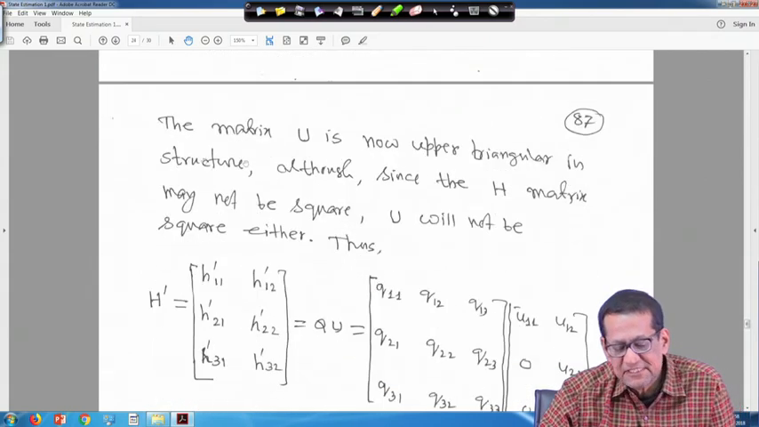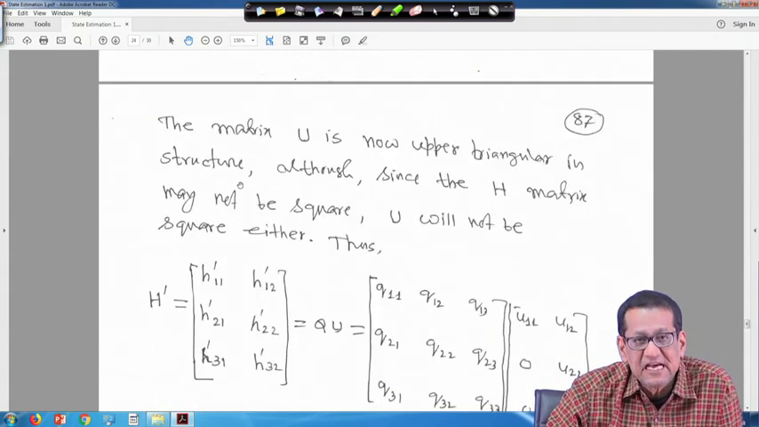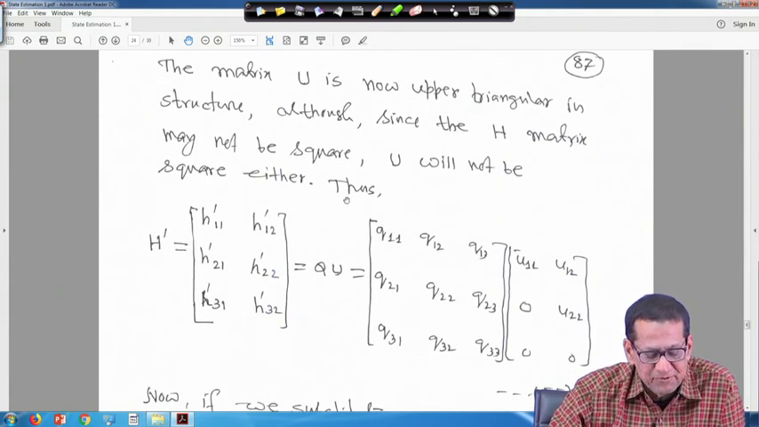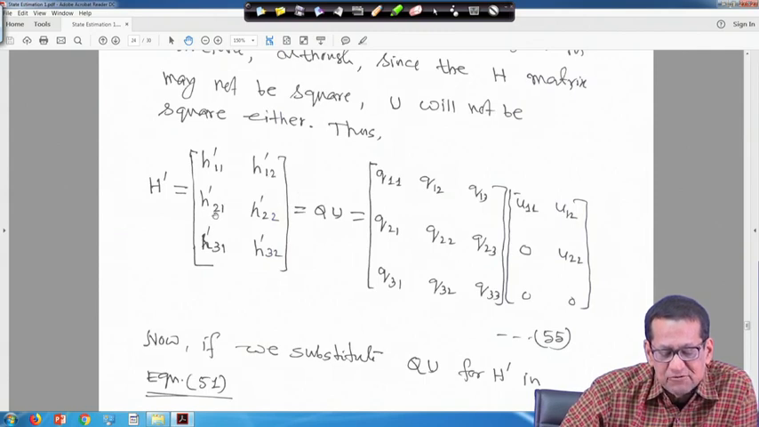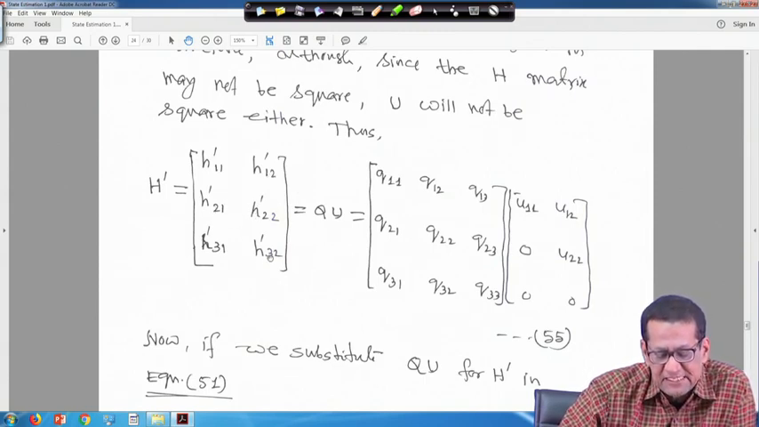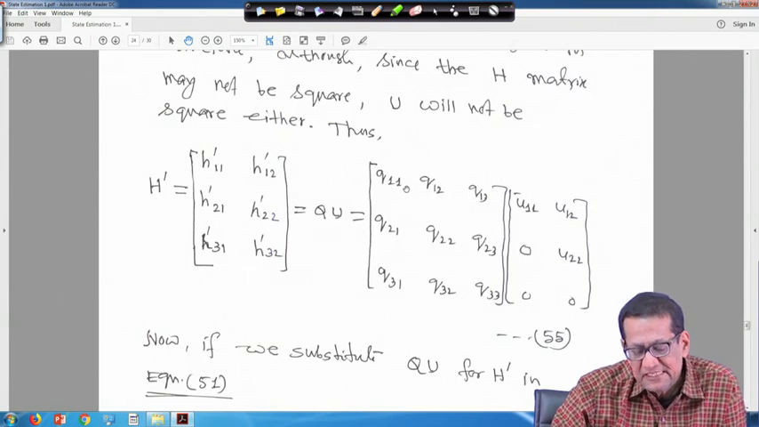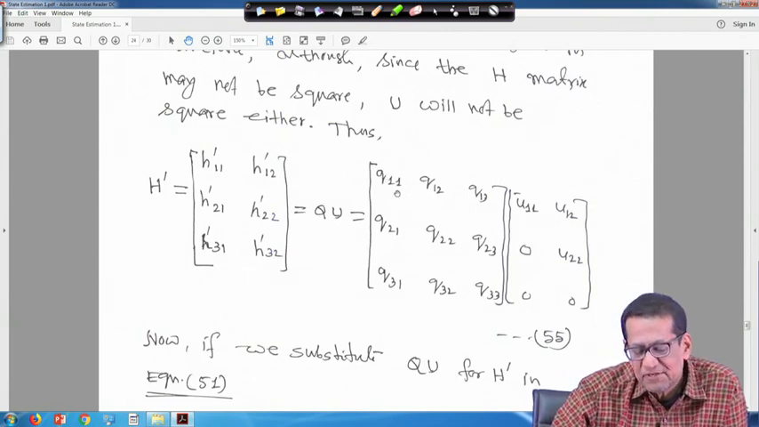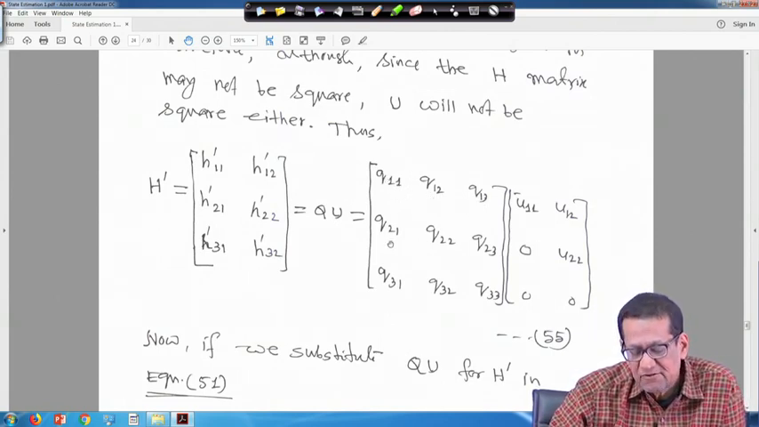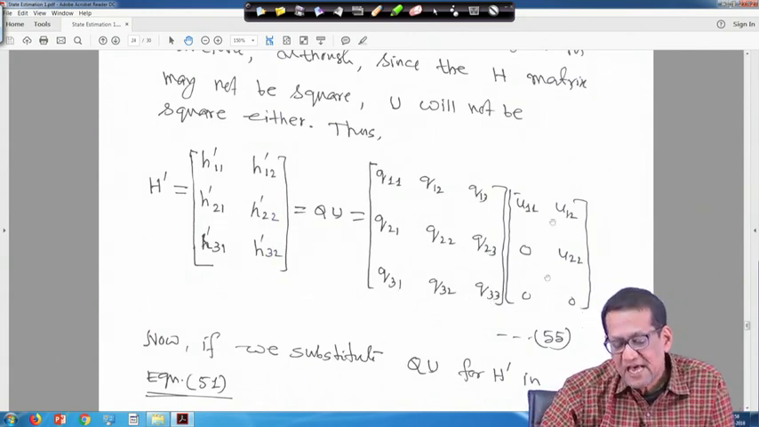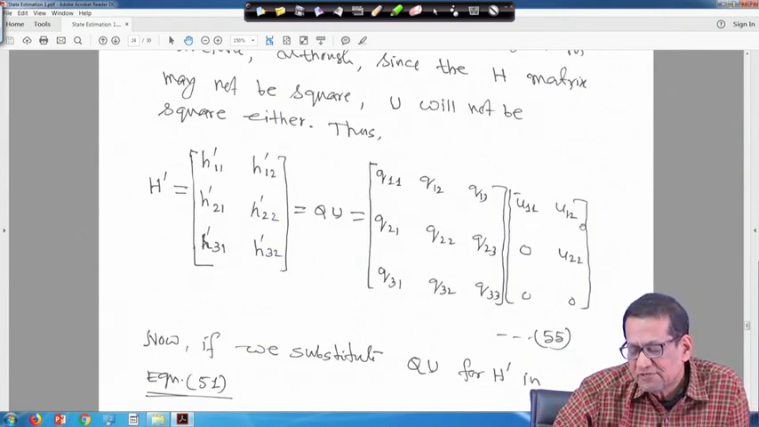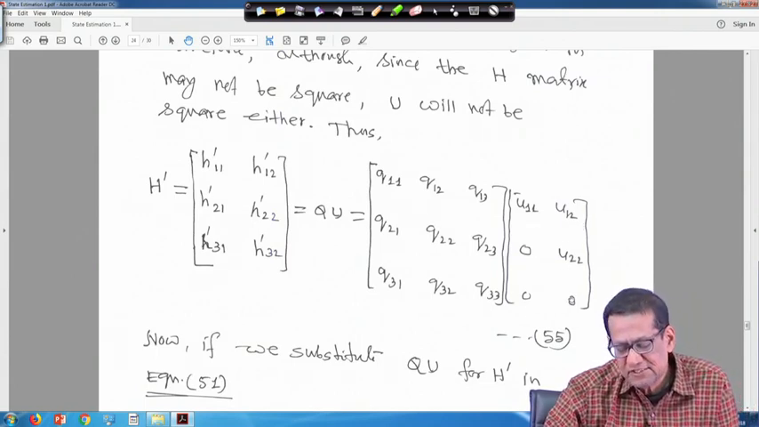The matrix U is now upper triangular in structure. Although, since the H matrix may not be square, U will not be square either. Therefore, we can write H dash, with entries H dash 11, H dash 12, H dash 21, H dash 22, H dash 31, H dash 32, equal to Q U, where Q is a 3 by 3 matrix with entries Q 11 through Q 33, and U is upper triangular: U 11, U 12, 0, U 22, and 0, 0.